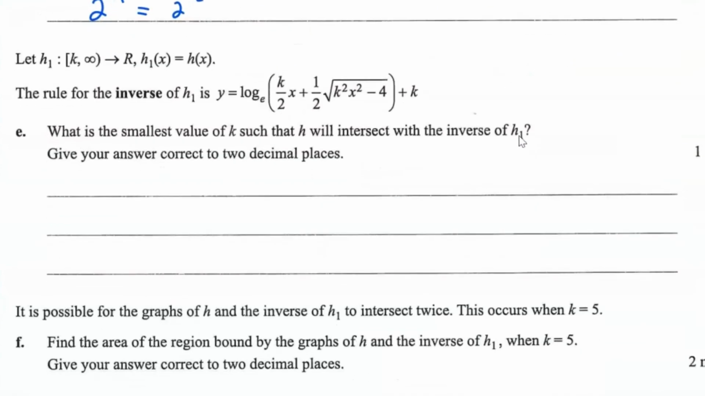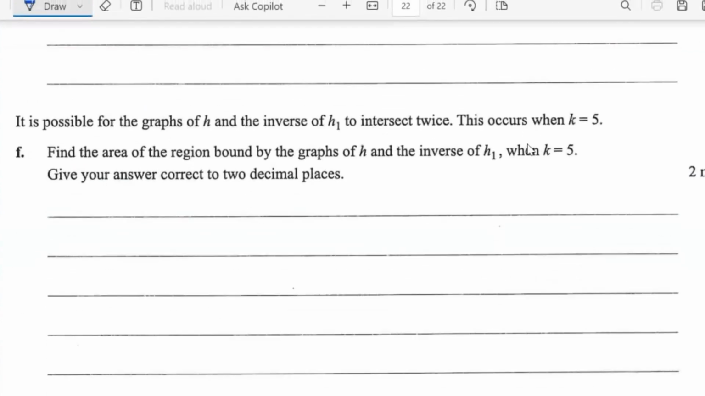Alright, now what's the smallest value of k such that h will intersect the inverse of h? Well, it's basically the same graph as the one we had before. So the smallest k it intersected was 1.27. It's possible for the graphs of h of x and the inverse of h to intersect twice. This occurs when k equals 5.